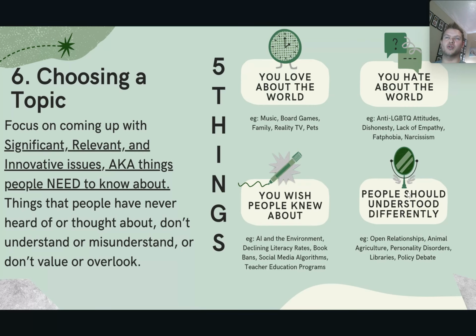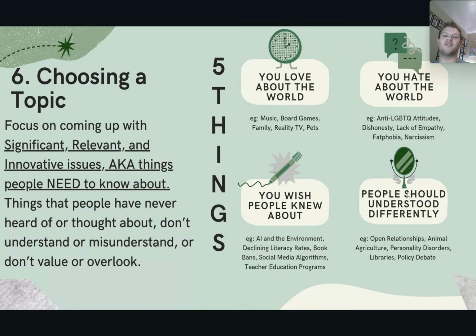Technically, you can do your informative speech on anything, but it is rare for a topic that does not fall under that kind of description to see any sort of meaningful success in terms of finaling at NSDA Nationals or at state championship tournaments. So 5 things that you can ask yourself to try and come up with a topic would be looking at what do you love about the world, what do you hate about the world, what do you wish people knew about, and what do you wish people understood differently about the world.